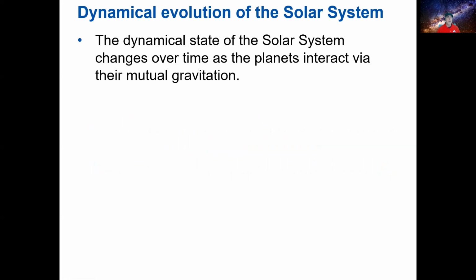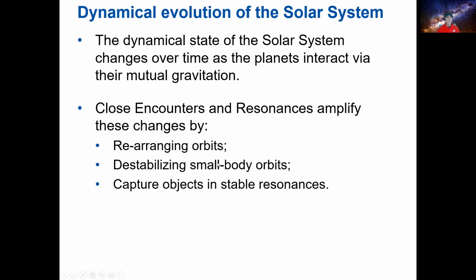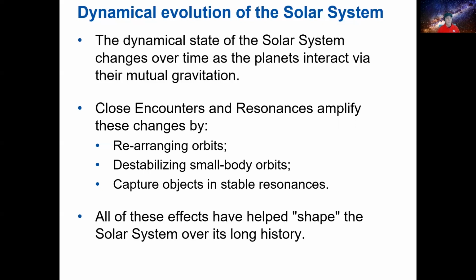The solar system is not a static clockwork that moves exactly the same forever. The dynamical state of the solar system changes over time as the planets interact through their mutual gravitation. Close encounters and resonances amplify these changes by rearranging orbits, destabilizing small body orbits, and even depopulating some orbits. Some resonances are stable, and objects swept into them can form distinct dynamical families of objects. All of these effects have helped shape the solar system over its long history.